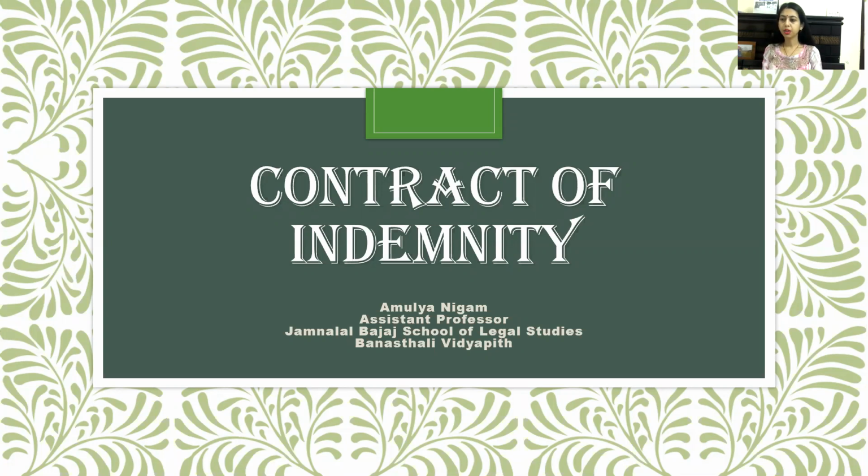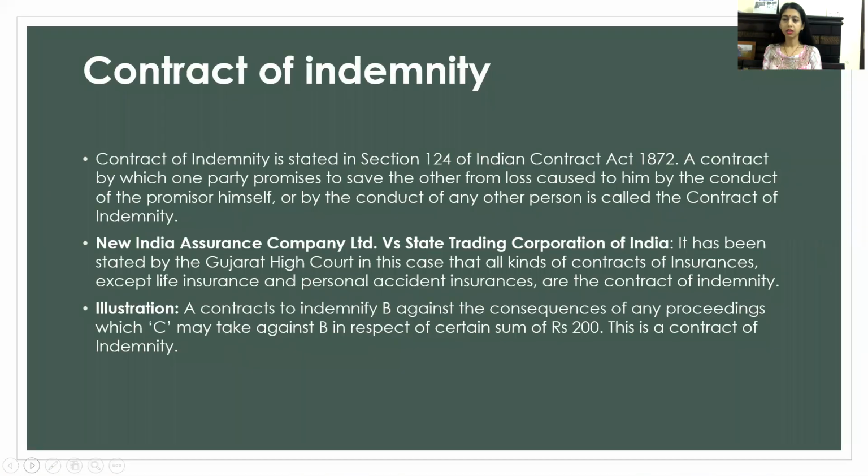Now this particular contract has been defined under Section 124 of the Indian Contract Act. A contract by which one party promises to save the other from the loss caused to him by the conduct of the promisor himself or by the conduct of any other party is called the contract of indemnity. Now, one party is promising to protect the other party from what?